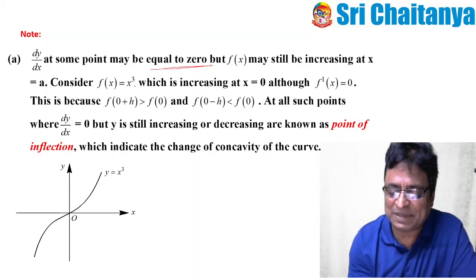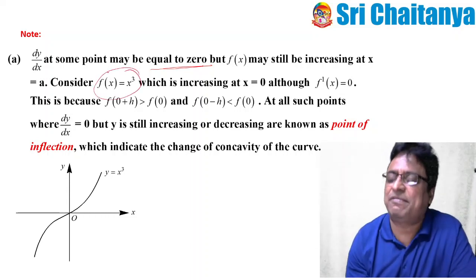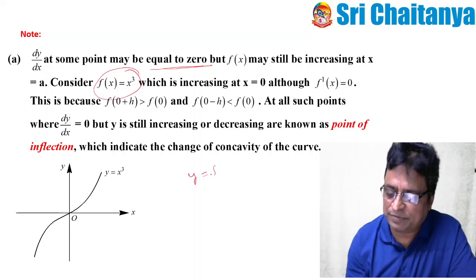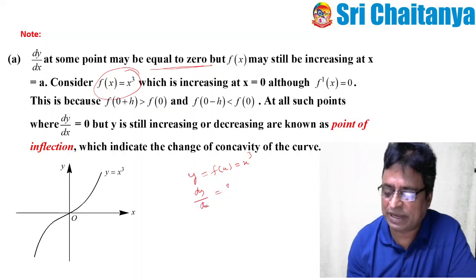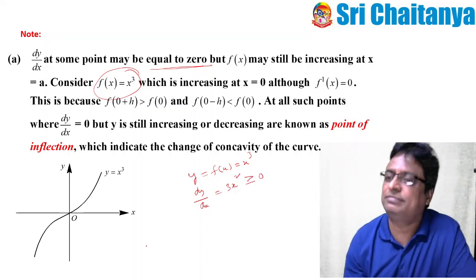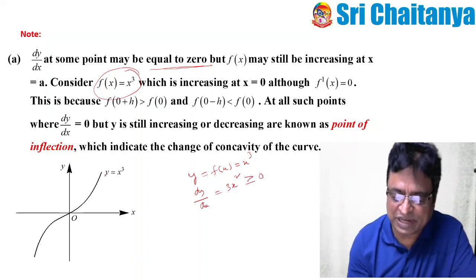See what happens. Consider this function f of x is equal to x cube. If f of x is equal to x cube, then what is dy by dx? This is 3x square. This is greater than or equal to 0. So the graph of this function is like this.